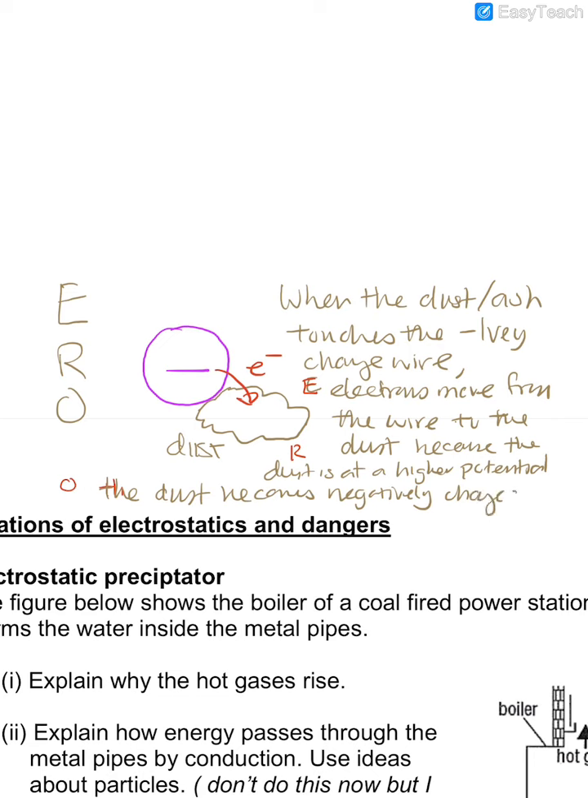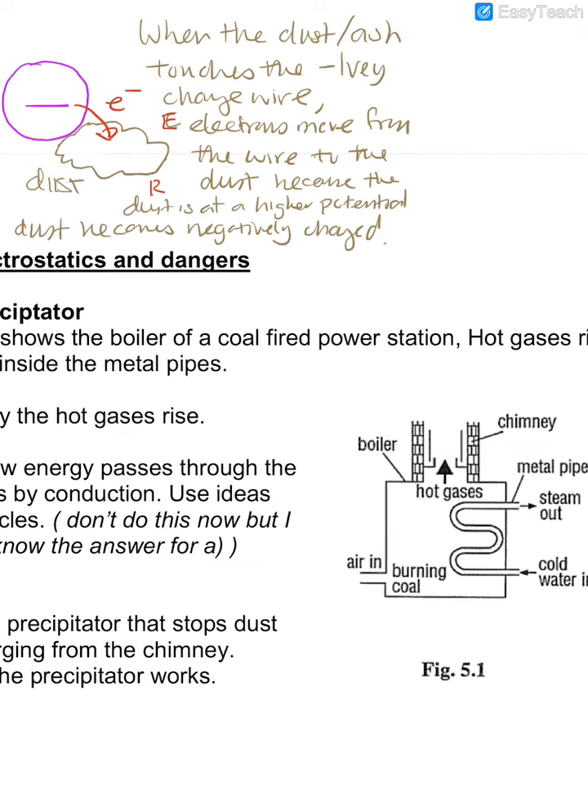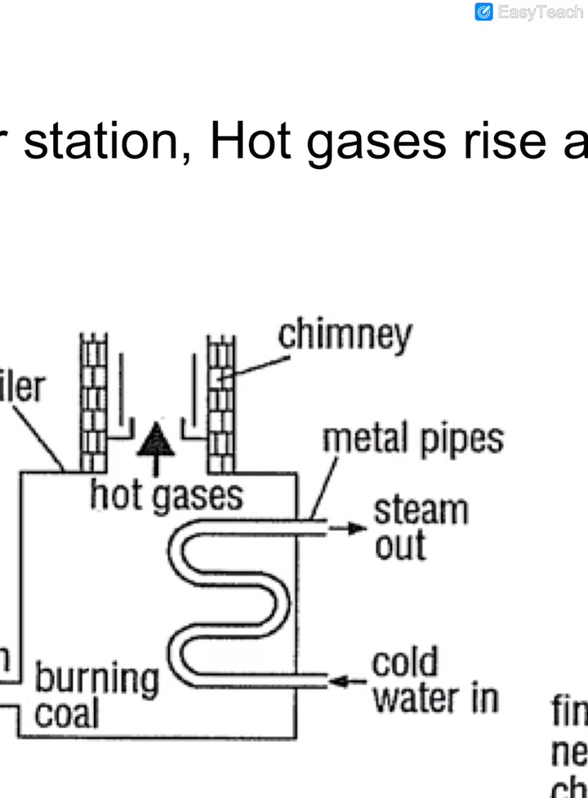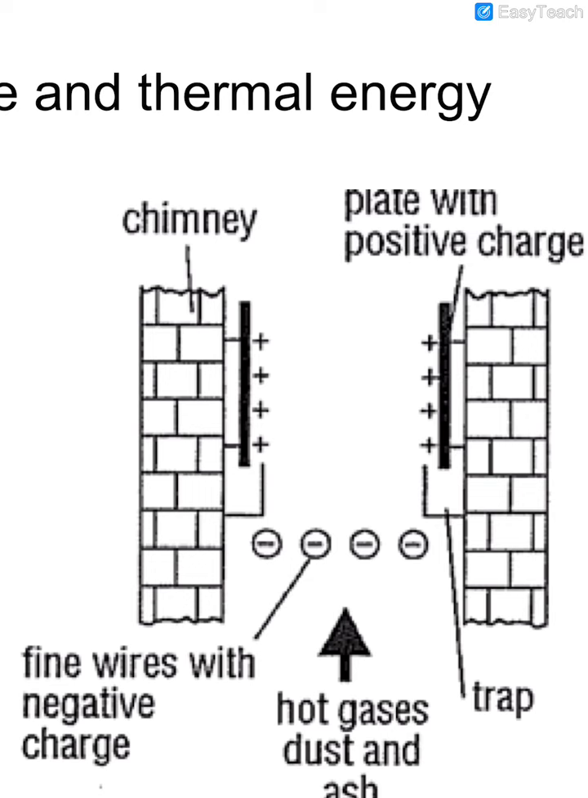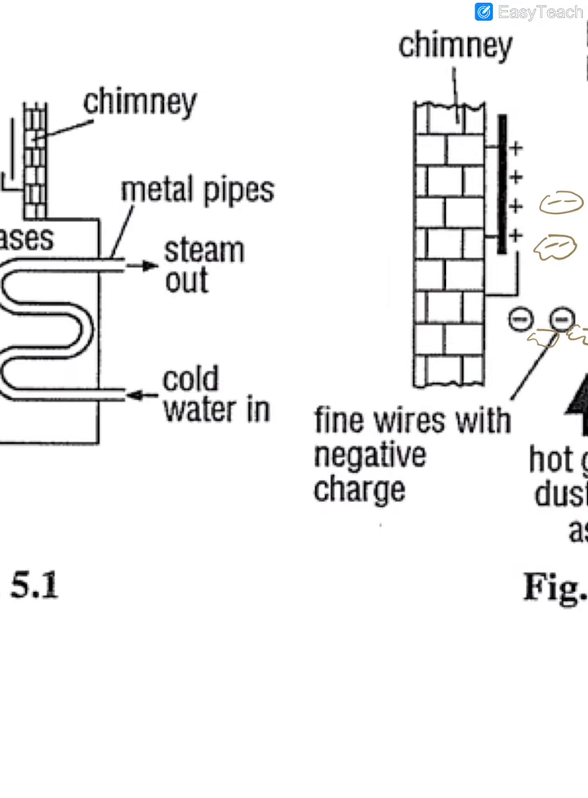Now, this is just the first paragraph of the answer. You haven't even said the second part yet, but the second part is easy. That is how the dust becomes negatively charged. It touches the wire, at first not charged, touches the wire, becomes negatively charged. And then as it rises, this is easy to explain. Electrostatics: negatively charged, positive plate. So what happened? You get attracted towards the plate because unlike charges attract.